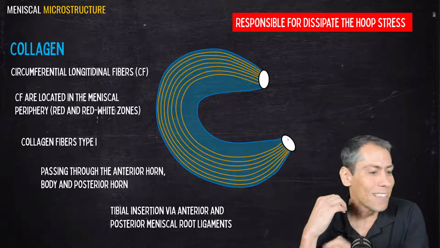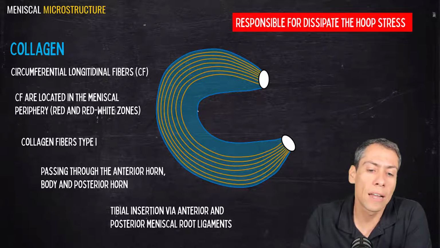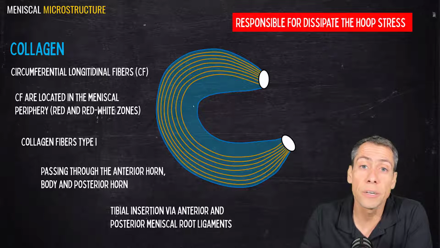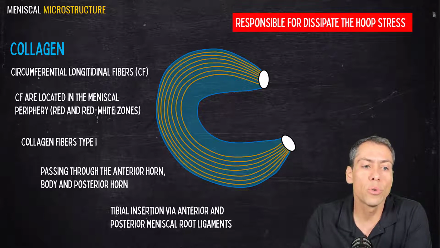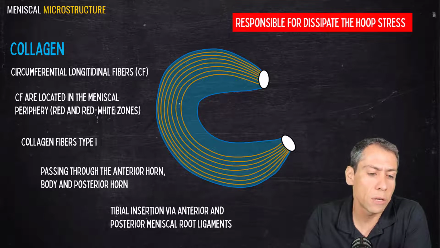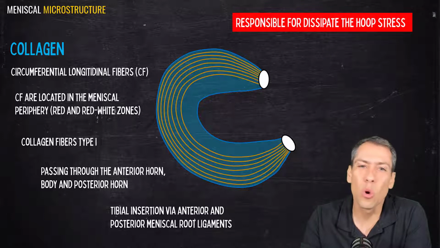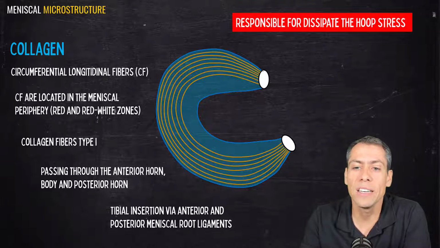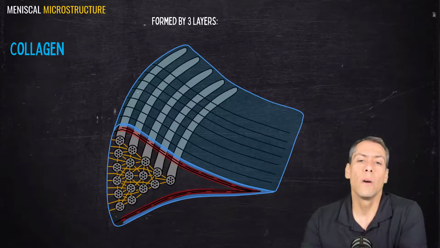Here I have some nice points that I'd like to make to you. For example, if we have a radial tear that compromises just the inner portion of the meniscus, generally speaking, it does not cause meniscal dysfunction, because the circumferential longitudinal fibers are located in the periphery of the meniscus. That's one point. The other one is about the meniscal root ligaments. That's why it's so harmful for the patient when there is a root ligament tear, because it will rupture the circumferential fibers.